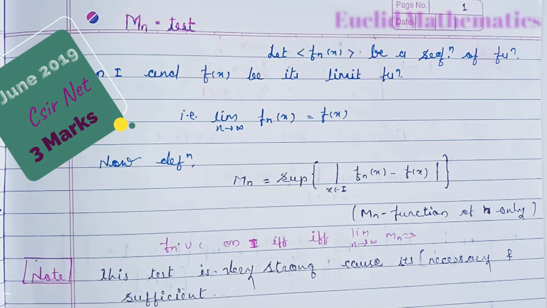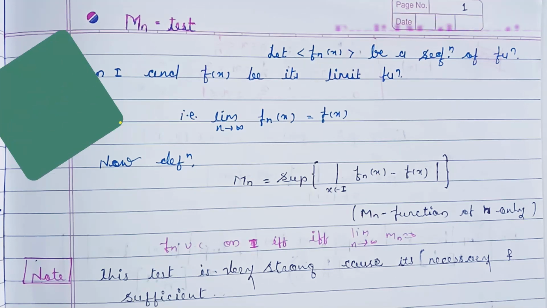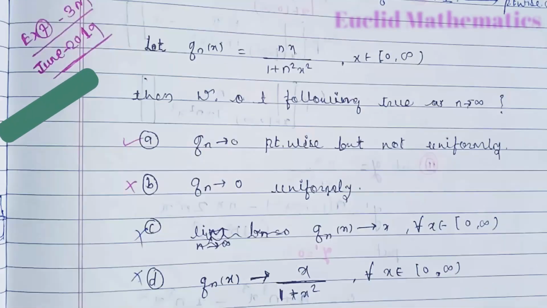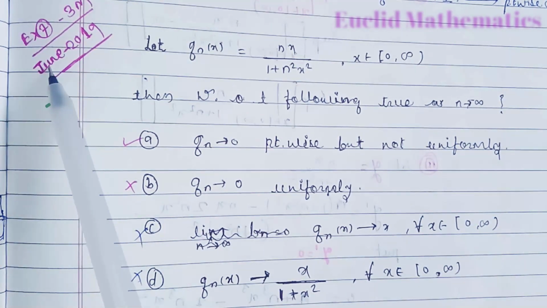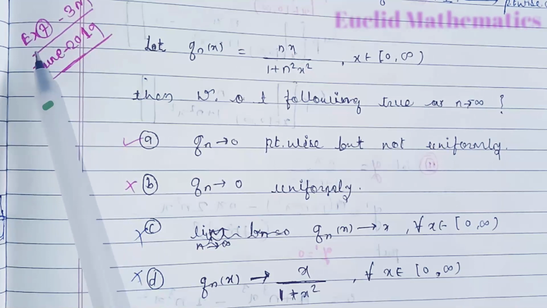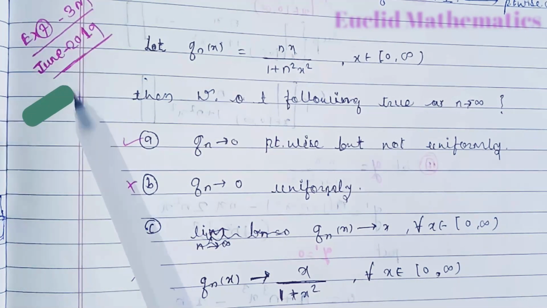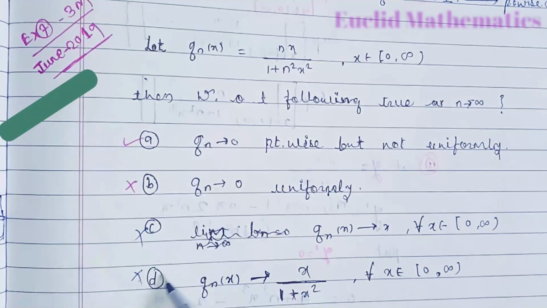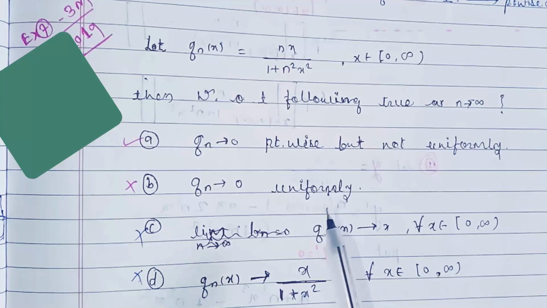In my previous video we learned the Yemen test and an example from CSIR NET, and in this second video I'm going to solve a second example. Here it is, my second example from CSIR NET June 2019, example number two, for 3 marks. That means only one option is correct, and we have to figure out which one.